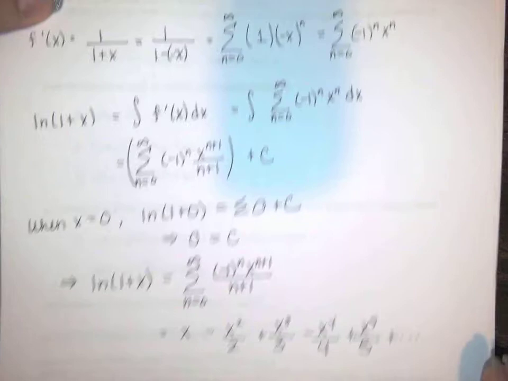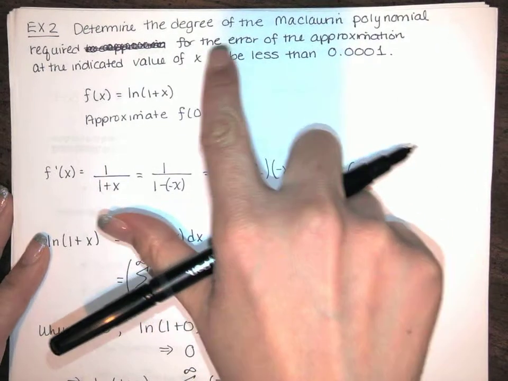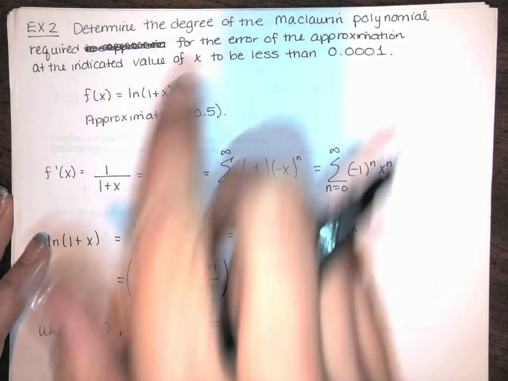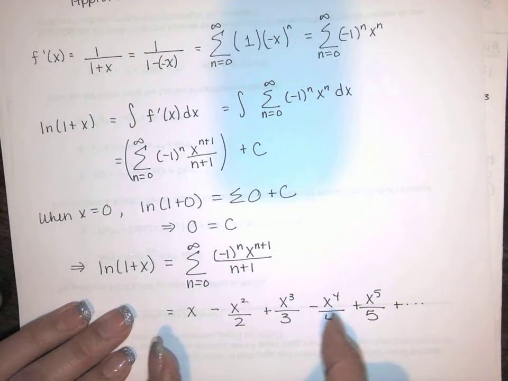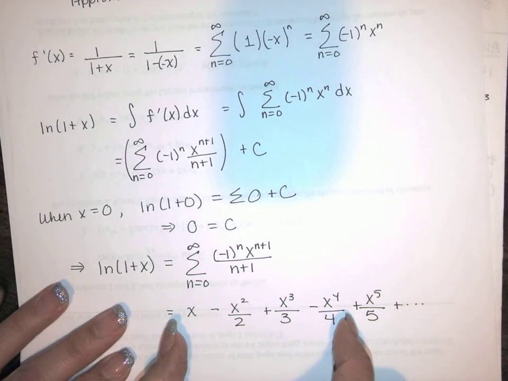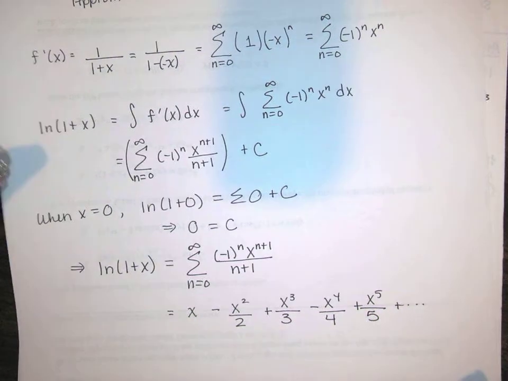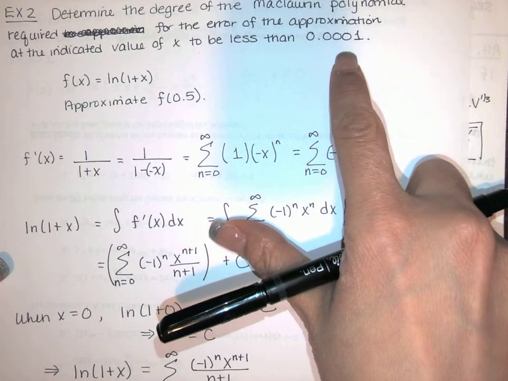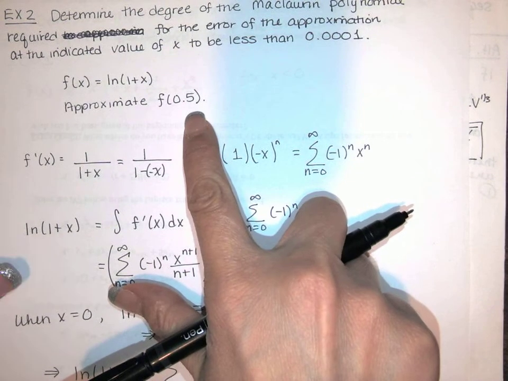that's our series. How many terms of that series do we need to take? What's the degree of the polynomial? Where can I stop so that the error in using that truncated Taylor series, or that truncated Maclaurin polynomial, is less than 0.001 at x equals 0.5?